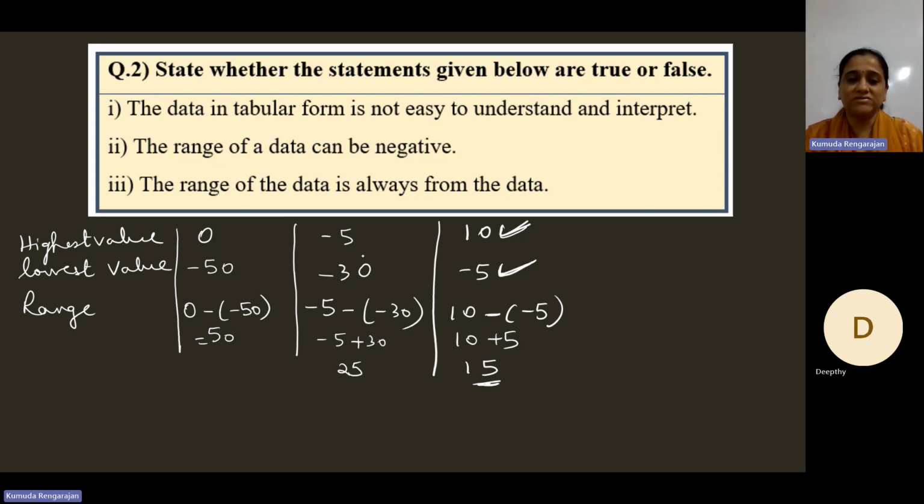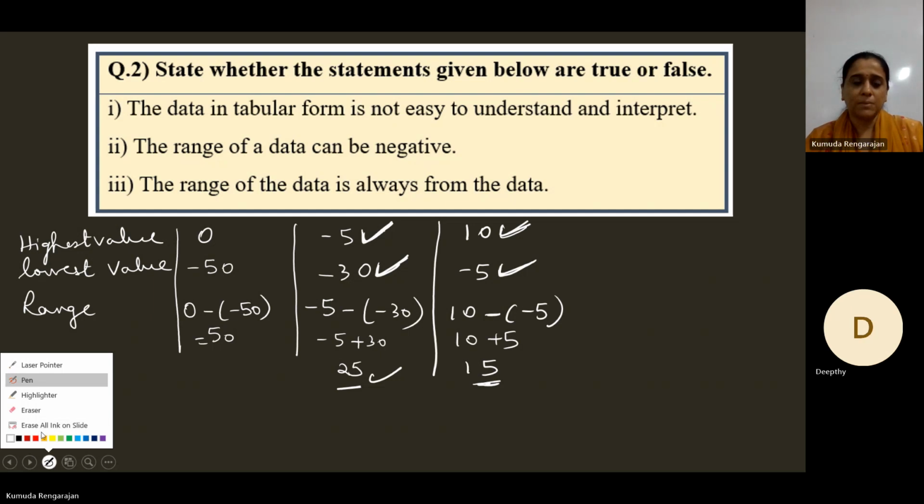When both are negative, see this case where both are negative. The highest value is negative, the lowest value is also negative. What's the range? It's positive and it's 25. Where is 25 in this data? This data has only negative numbers because the highest observation is minus 5 and the lowest observation is minus 30. So all the observations are negative, but the range is positive, 25. What is the statement? The range of the data is always from the data. No, it need not be.